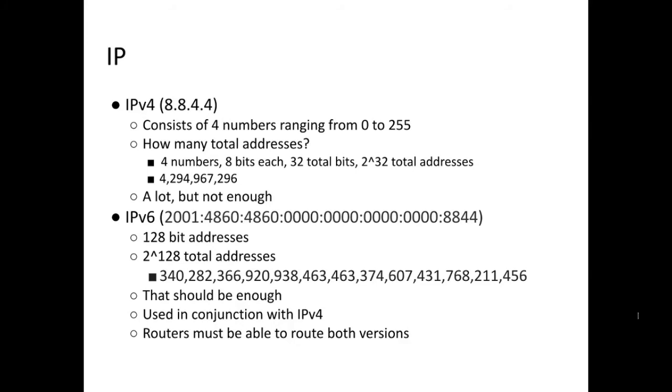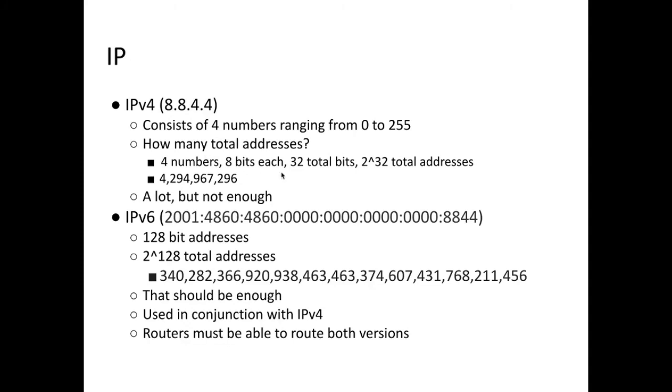IPv4 is 4 numbers. This is like what we saw in the previous slide. 4 numbers ranging from 0 to 255, separated by dots commonly. The machines are going to read this just as a 32-bit integer, but we separate it by dots and change the numbers 0 to 255 just to make it more human readable. But a machine is just going to read this as a 32-bit integer.